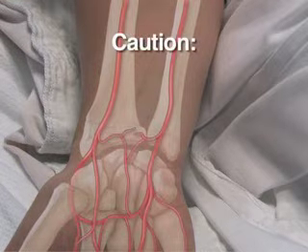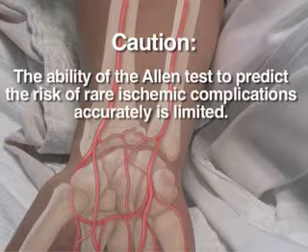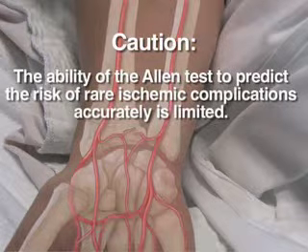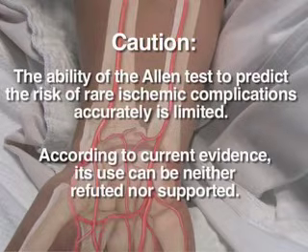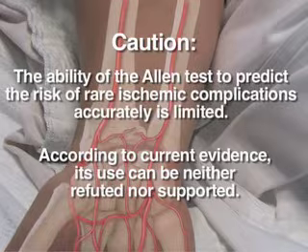The Allen test is controversial, however, in that its ability to predict the risk of rare ischemic complications accurately is limited. Thus, based on current evidence, its use can be neither refuted nor supported.